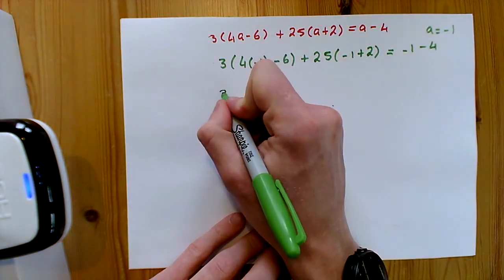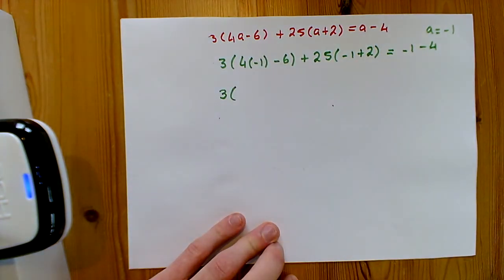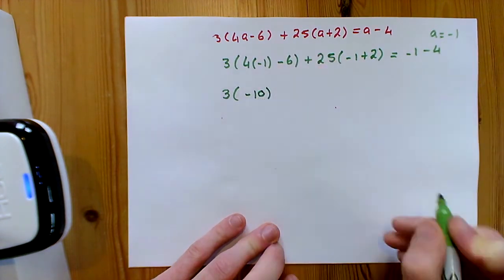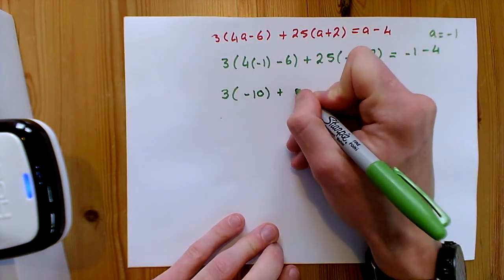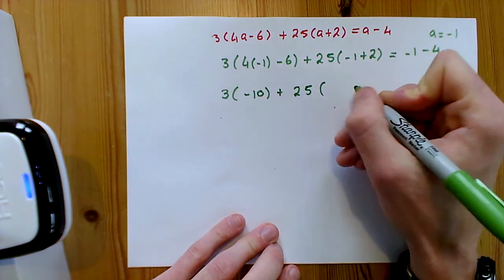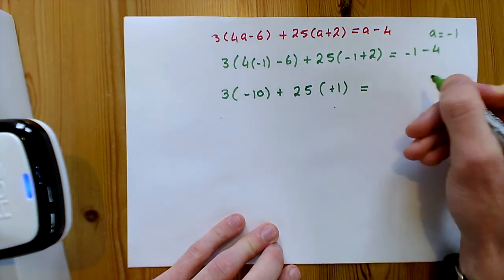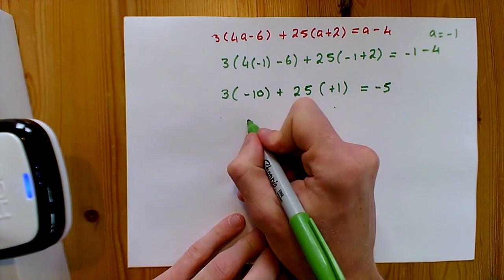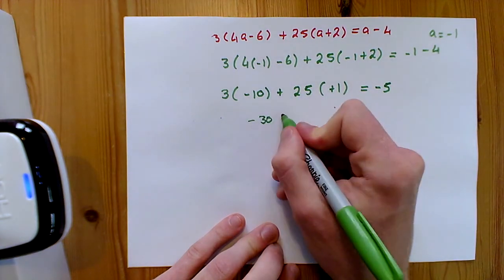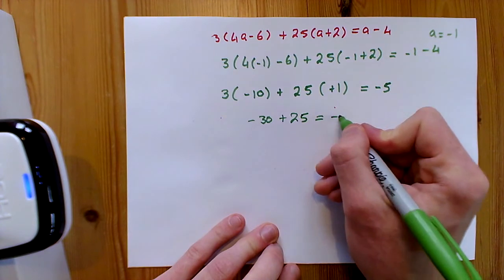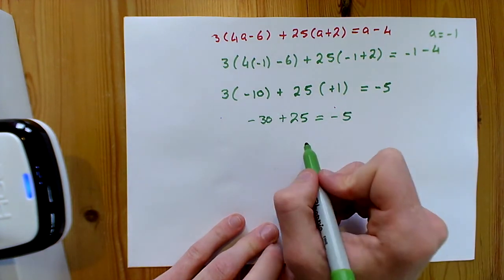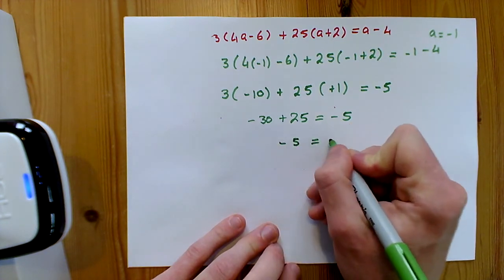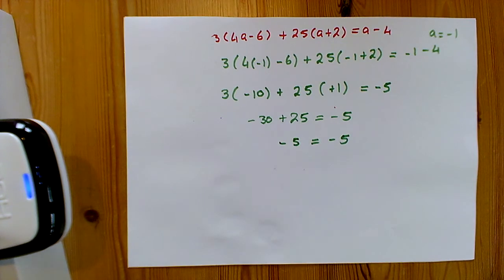And let's start to calculate this. 4 times minus 1 is minus 4. Minus 4, take away another 6, well, that is minus 10. Alright, plus 25 times minus 1 plus 2, that's just plus 1, and minus 1 minus 4, well, that is minus 5. Okay, 3 times minus 10 is minus 30, 25 times 1 is 25. We're expecting that this should equal minus 5, and let's do the calculation. Minus 30 plus 25, well, that gives me minus 5. And there we have minus 5 is equal to minus 5.